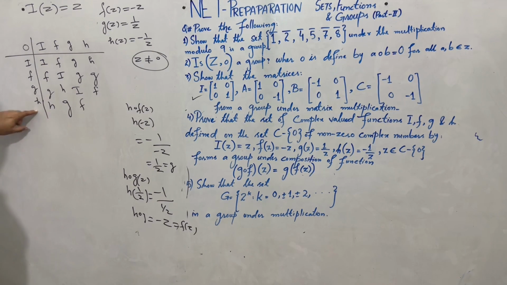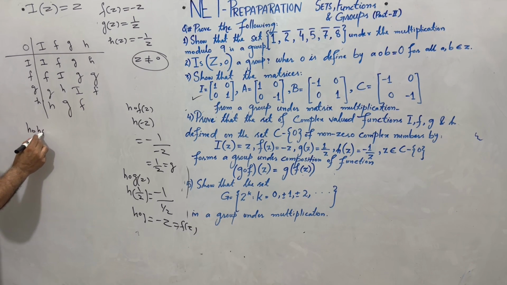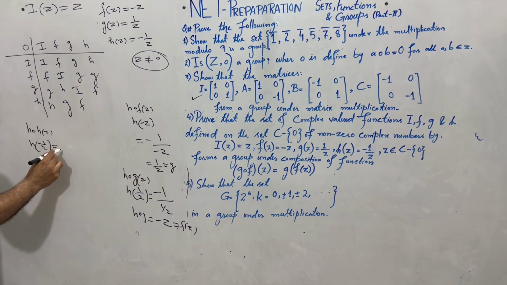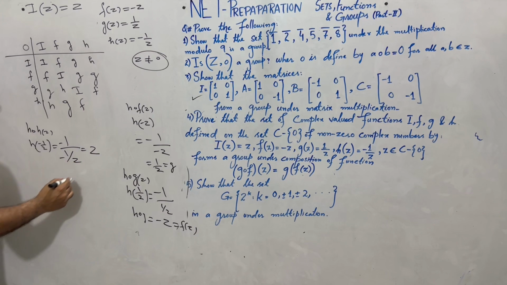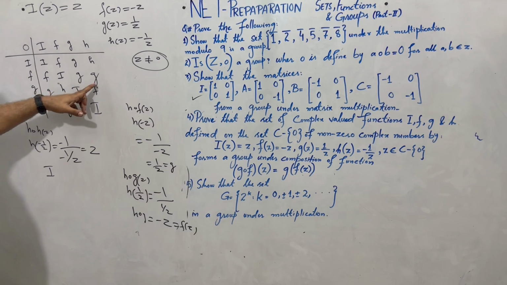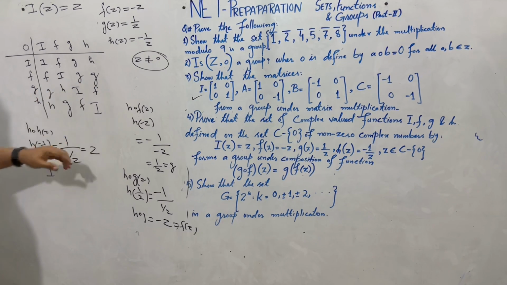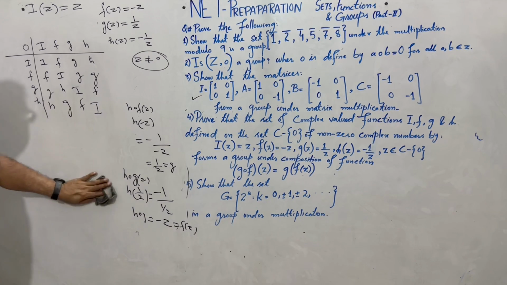Now H times H, what happens? Let's find out. Composition of H with H. H of Z is equal to minus 1 over Z. It means minus 1 over minus 1 over Z. Minus times plus, it will become Z. Z means I. It's equal to I. Here, just F repeats. Let me check these two elements. Then there might be a mistake or error I have committed.